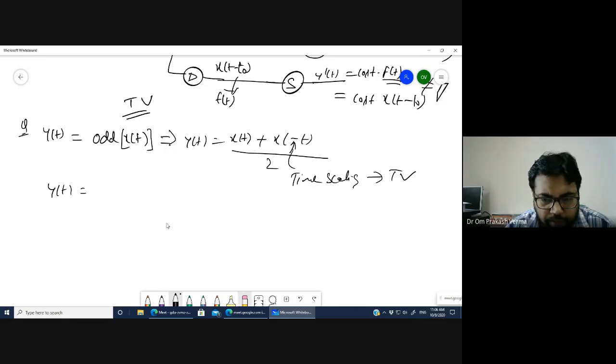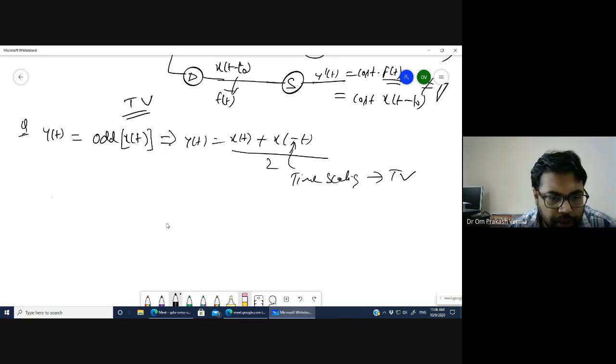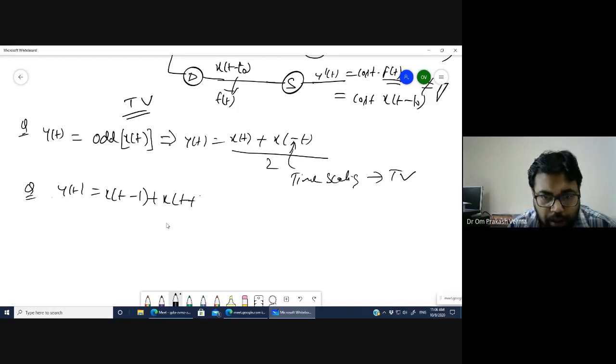Okay, leave this problem. But the next problem. Next problem is y(t) equals x of t minus 1 plus x of t plus 1. So you have commented on the linear system, it is linear, right?